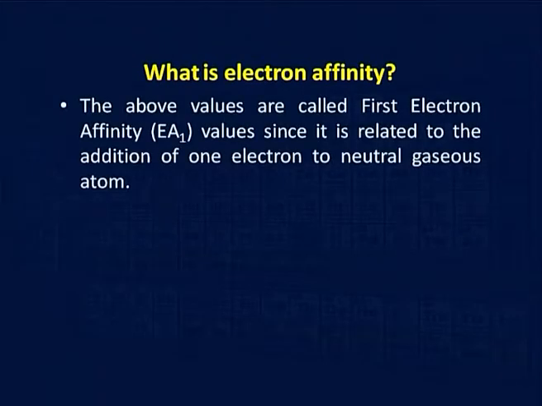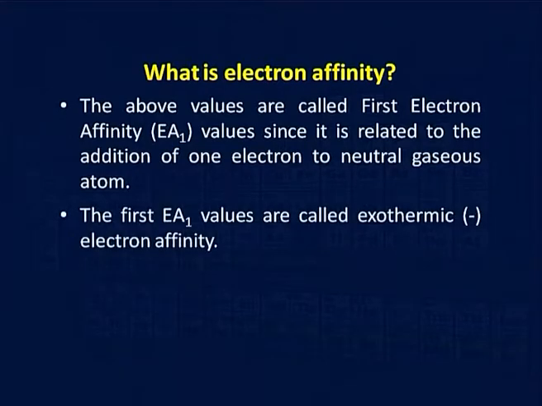The values we have just seen in the table are called first electron affinity or EA1 values, since they relate to the addition of one electron to a neutral gaseous atom. These first electron affinity values are called exothermic electron affinity, because energy is released when an electron is added to a neutral gaseous atom, and since energy is released, these are exothermic electron affinity values.